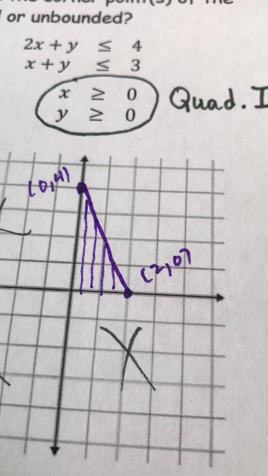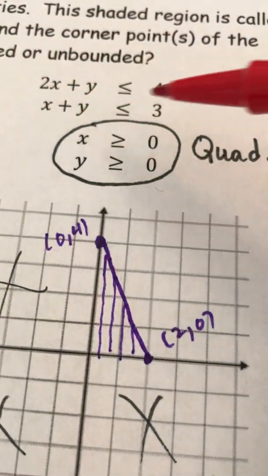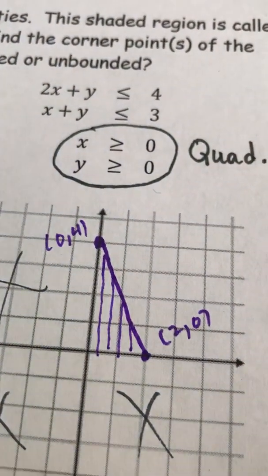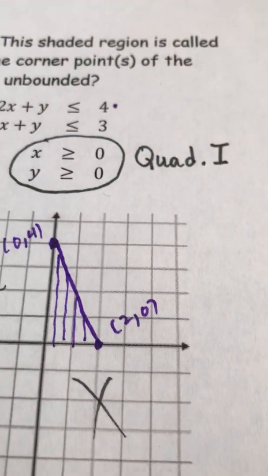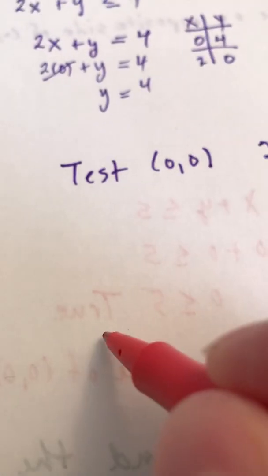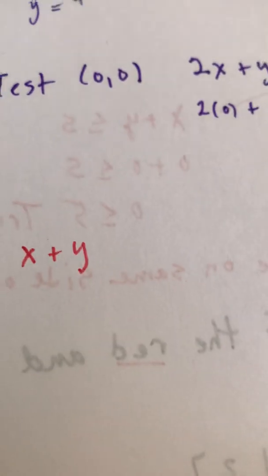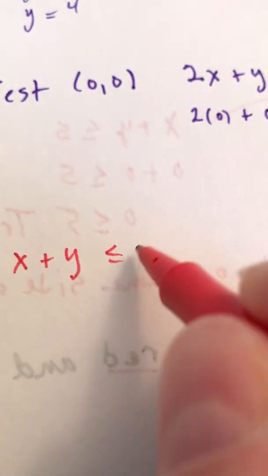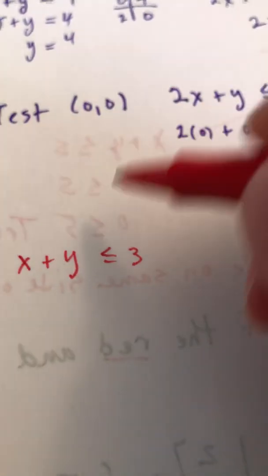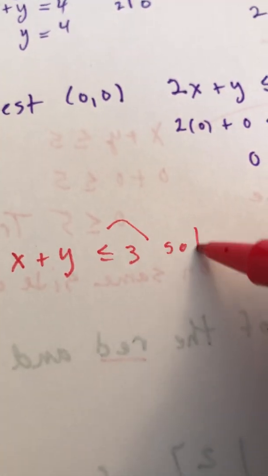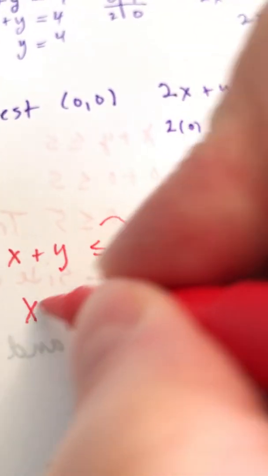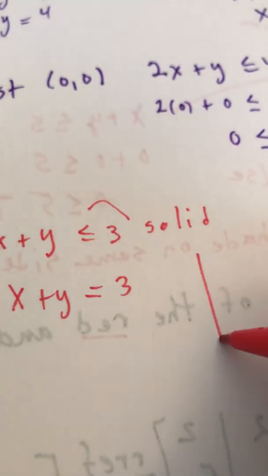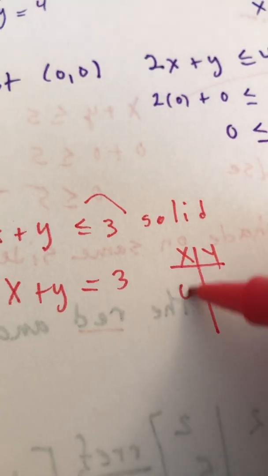Let's look at the second equation. That's the one up here. X plus y less than or equal to 3. The one we just did was purple. And again, yes, I did show those intercepts. So let's look at the next one. It's x plus y is less than or equal to 3. This is going to be solid, and everything we do from now on will be solid, not a dotted line. I'm going to graph x plus y equals 3. Put in my intercepts.